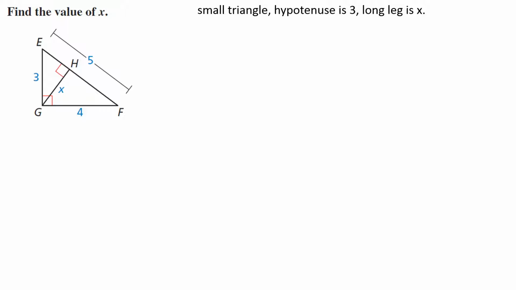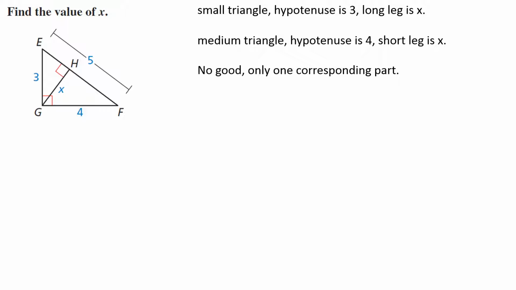Now I'll look at the medium-sized triangle. So I'm not going to try to figure out what letter corresponds with what letter. I'll say, okay, in the medium triangle, I know the hypotenuse is 4. And now the short leg happens to be X. Well, that doesn't help me out because I've only got the hypotenuse. I can't set up a proportion with only one corresponding part.